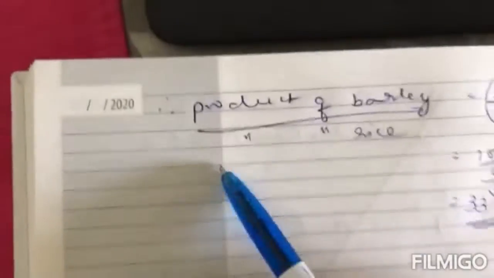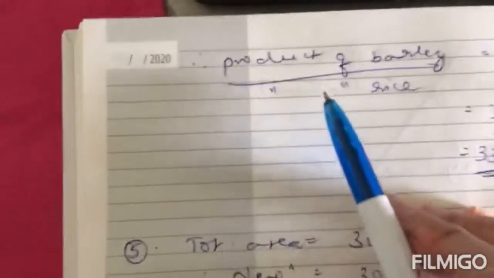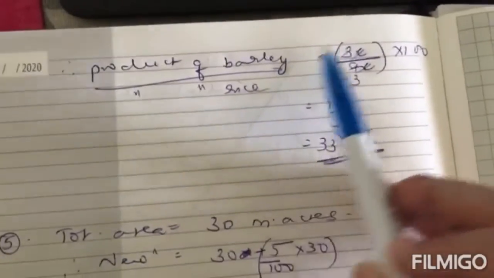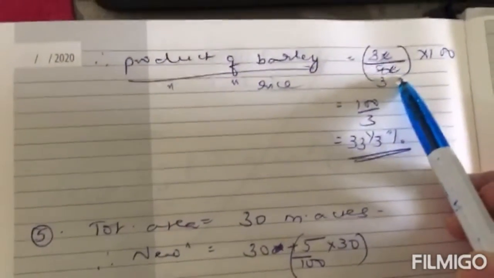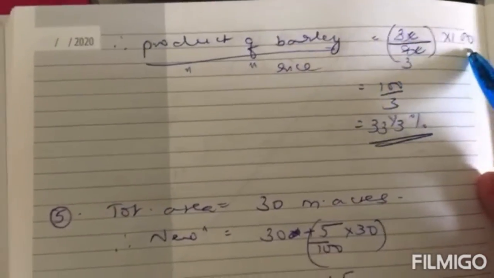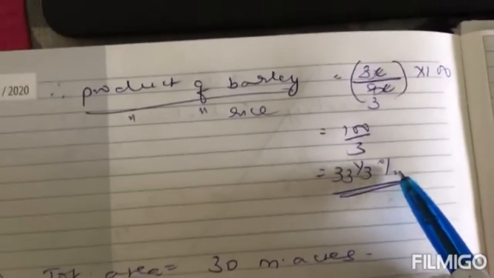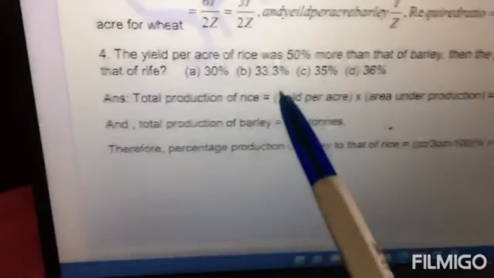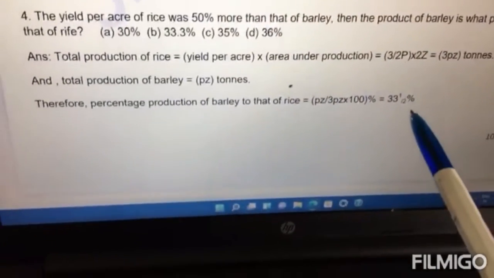So it is 3x. Now ratio of product of barley, that is barley production to rice production, is nothing but 3x divided by 9x, which is total barley production divided by total rice production into 100, which is 33 and 1/3%. It is option number B. Okay, it's 33 and 1/3, not 1/2.